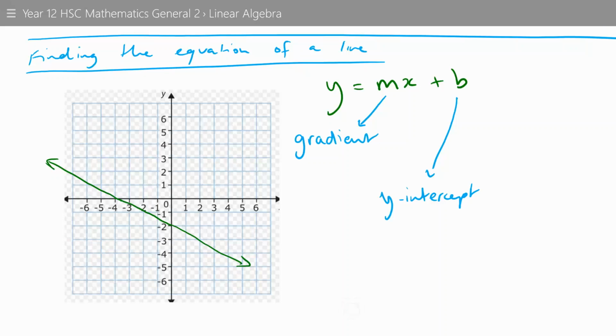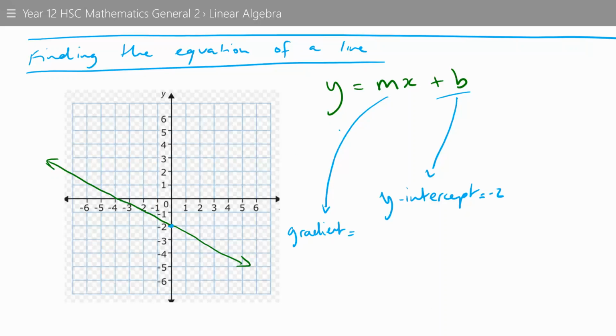Let's think about this. The y-intercept's a bit easier, so let's start with that. Where does this graph cross or intersect the y-axis? Right here at minus 2. So here, the y-intercept equals minus 2. Done. That's nice and easy. Gradient. Alright, I'm going to do the gradient down here a bit further.